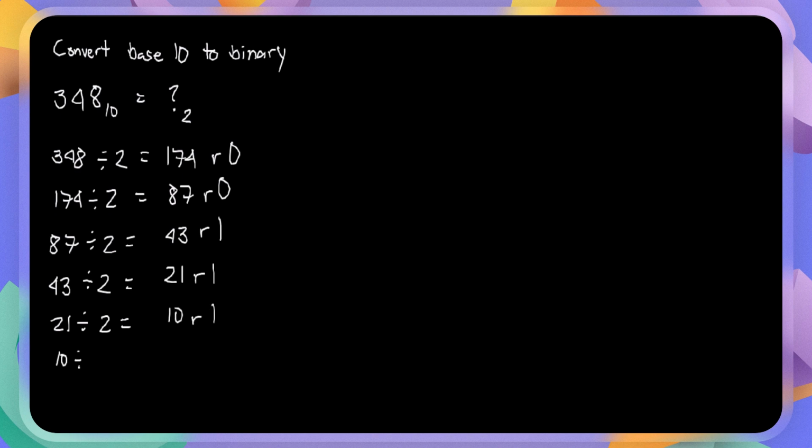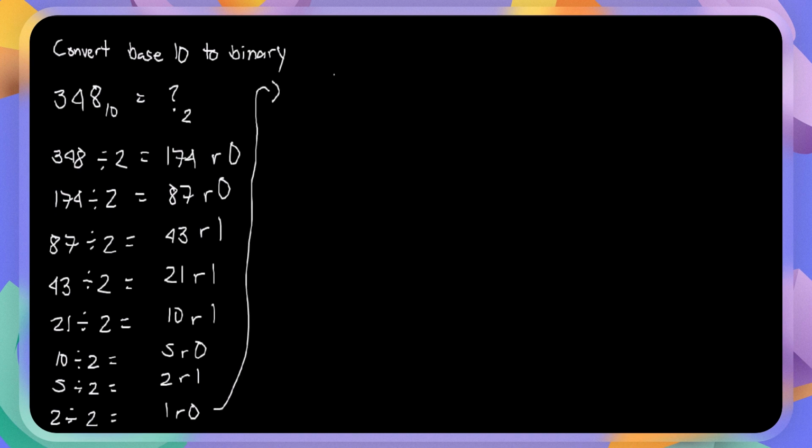Then 10 divided by 2, that's going to be 5 remainder 0. 5 divided by 2, that's going to be 2 remainder 1. And then 2 divided by 2, that's going to be 1 remainder 0. And then now you're probably wondering, now that we have a 1 here, I don't think we can divide that anymore. But actually, we can. We take that, and we still divide it. So that's going to be 1 divided by 2. That's going to be, well, 0.